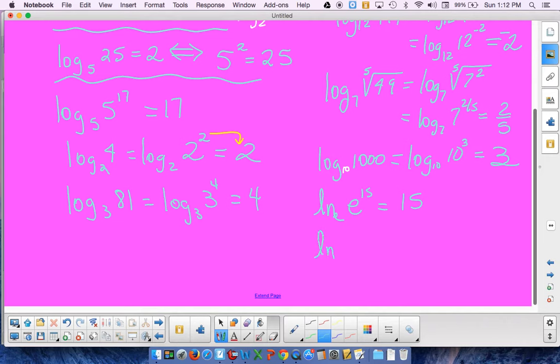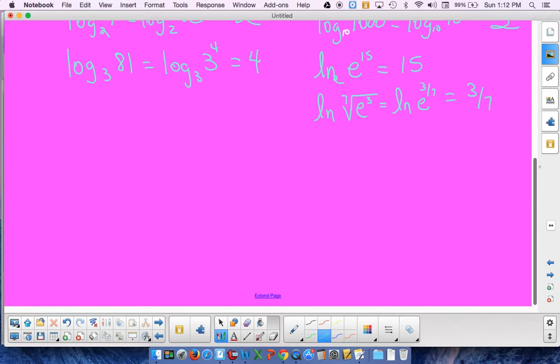What if you see the natural log of the 7th root of e cubed? Well, same old thing. Rewrite that as e to the 3/7. And ta-da, natural log and e cancel. Answer is 3/7.